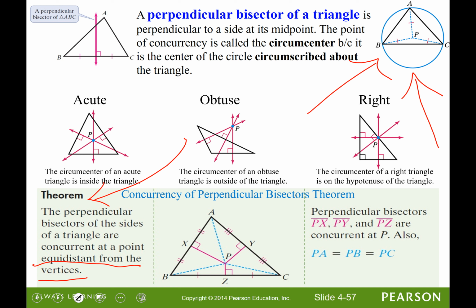All right, the challenge might be making sure you don't mix up the perpendicular bisectors and the distance from their point of concurrency to the vertices. So let me just emphasize one time here that the red lines are the perpendicular bisectors. The dashed blue lines are just showing that that point of concurrency is equidistant from A, B, and C.